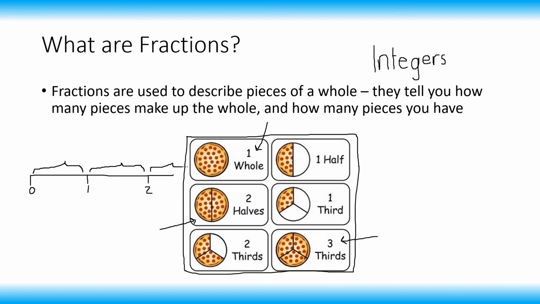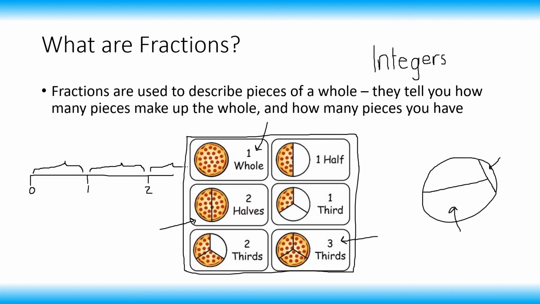And that equal pieces part is important. If I have my pizza like this, and I cut it into thirds, but I put one cut here and one cut here, that's not equal thirds, right? This piece is clearly the biggest, and this one is clearly the smallest. So we have to remember that the pieces need to be equal in size.